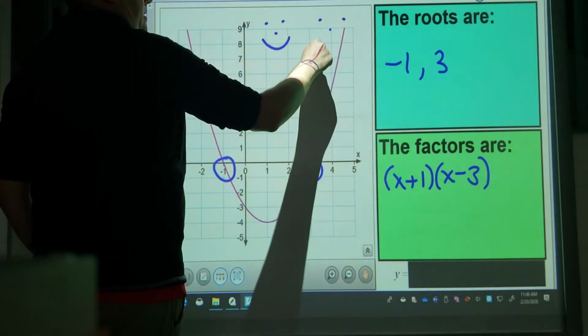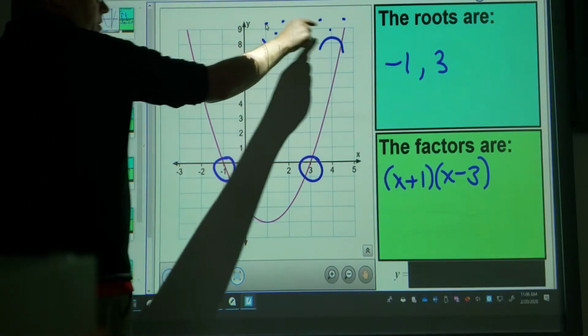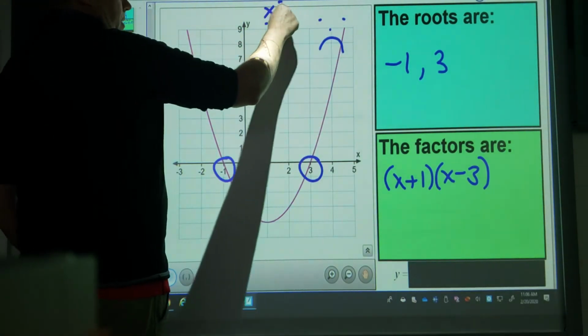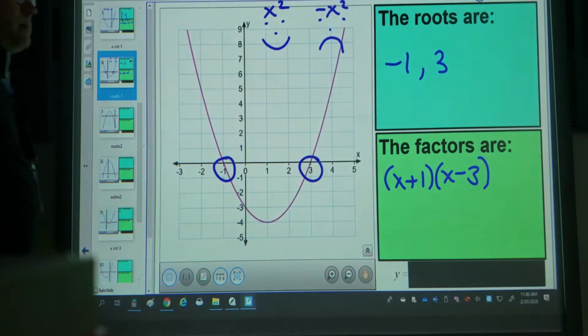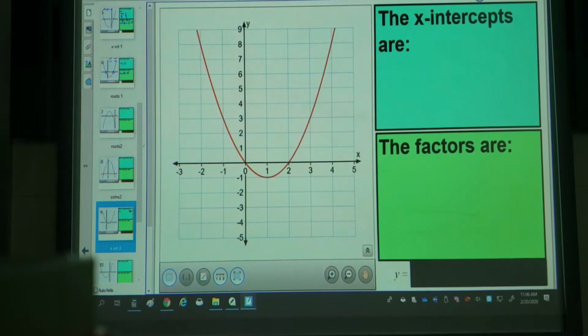If it's a negative parabola, if you're negative, you're probably not very happy, so you've got a frowny face, and that looks like -x squared. So that might be a useful tool to help you remember which is which while we're doing these questions. All right, as we go back to these questions.